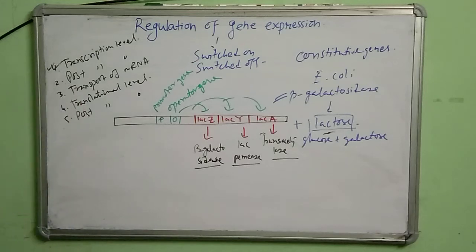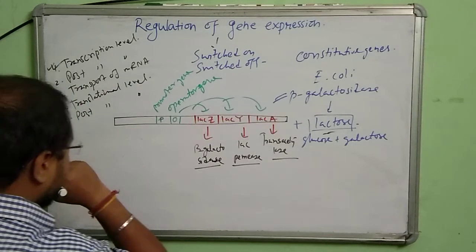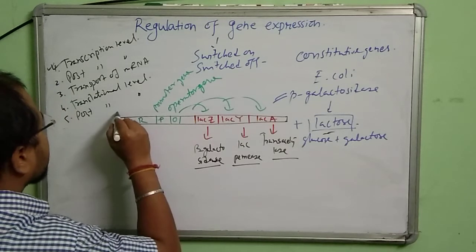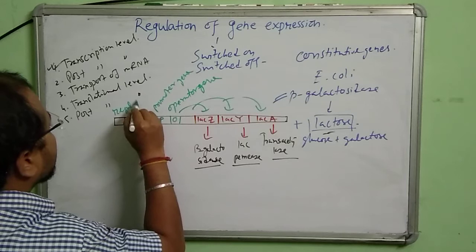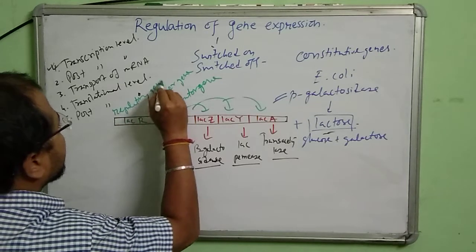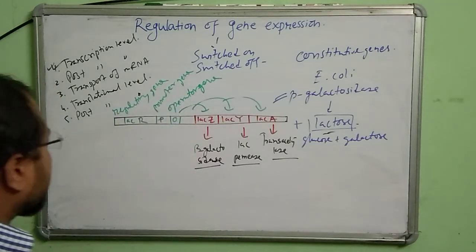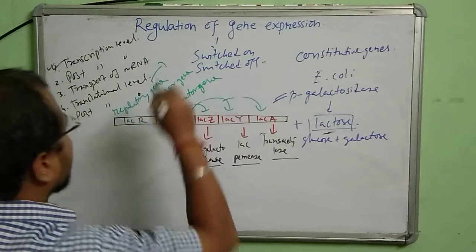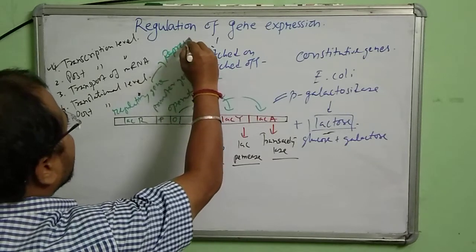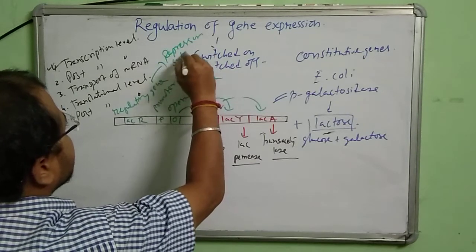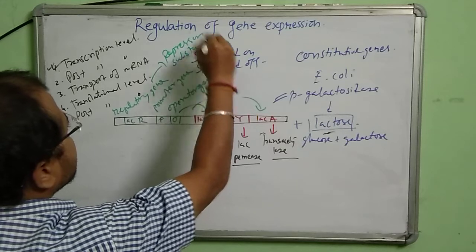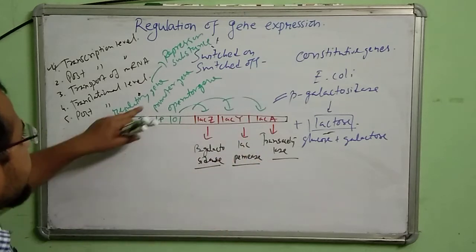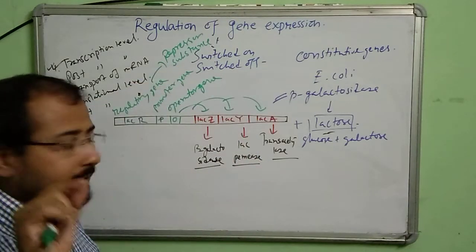Apart from this, one more gene is present, the Lac R. It is the regulatory gene. What does it do? The regulatory gene produces a repressor substance. So these are the genes and the repressor substance. What it does, I am going to tell you.